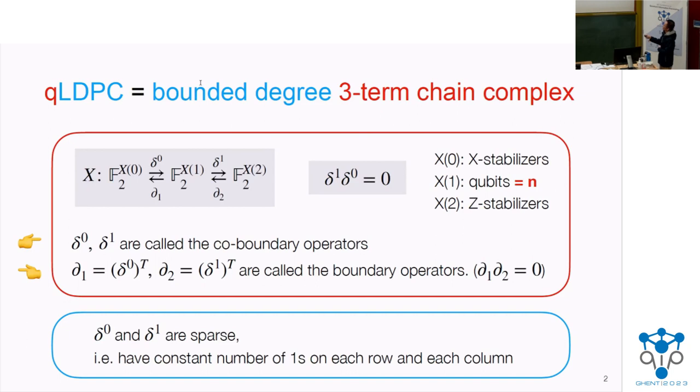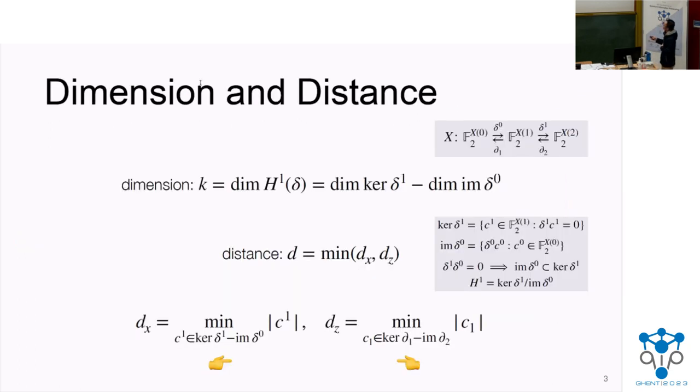For LDPC, this blue part, what it means is that these two linear maps are sparse, meaning that if you write them out as a matrix, there are only a constant number of ones in each row and each column. The most important parameters for a code are dimension and distance, and again we'll define these using the language of chain complexes.